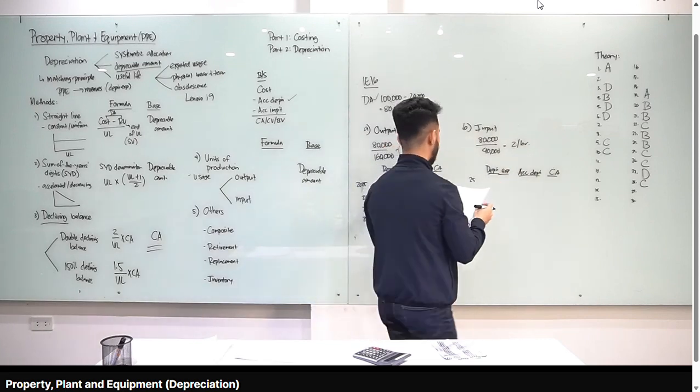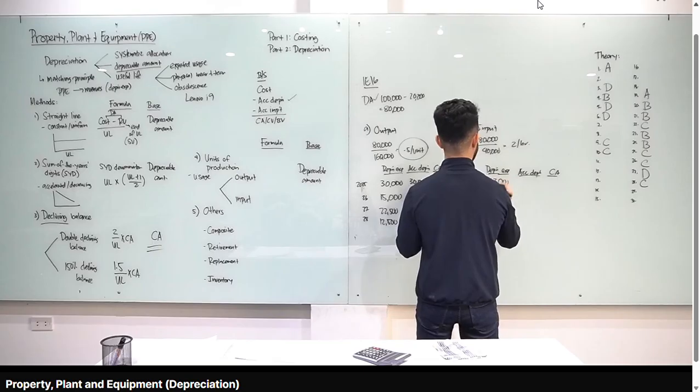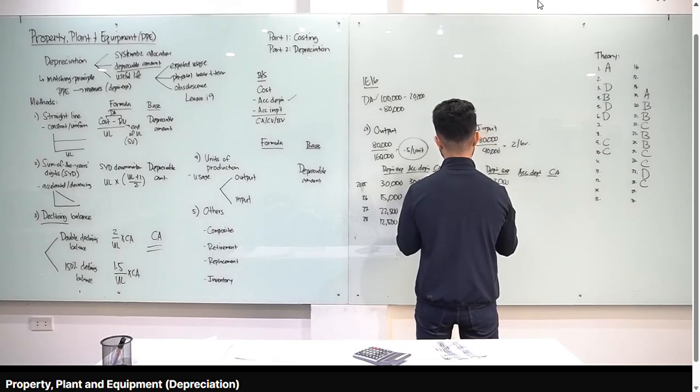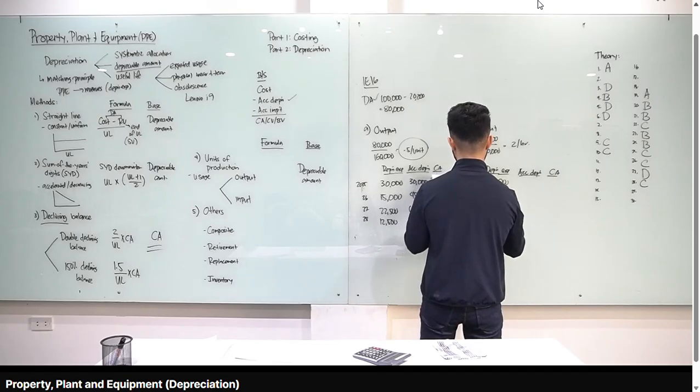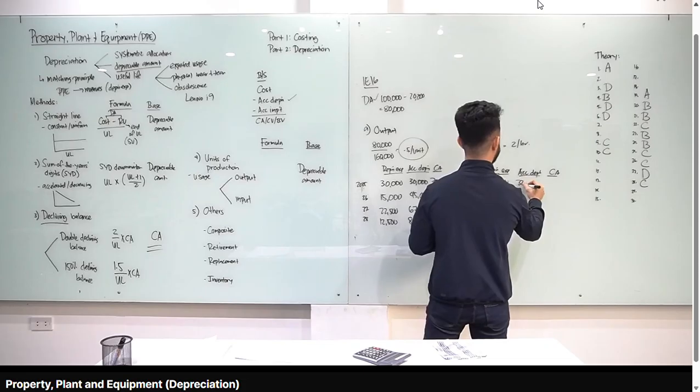Ilang hours yung 2025? 16,000. 16,000 times 2, 32,000. 2026, 8,000 times 2, 16,000. Tama? 16,000. And then, 2027, 12,000 times 2, 24,000. 2028, 4,000 times 2, 8,000. Okay? So 32,000 accumulated depreciation.